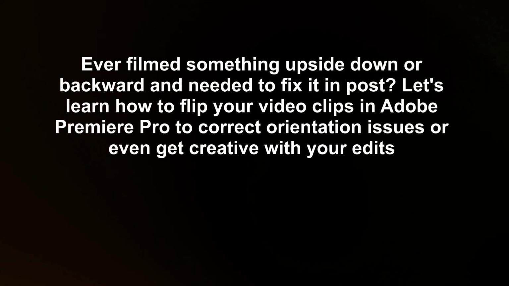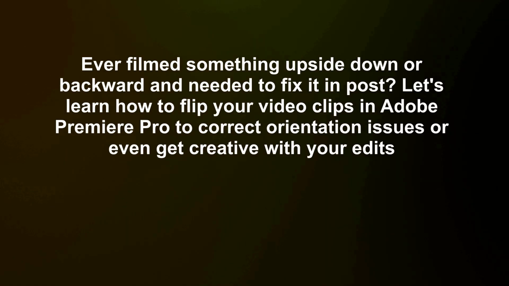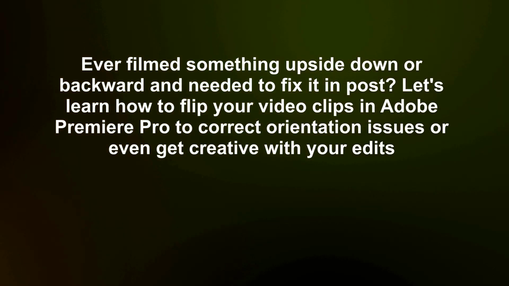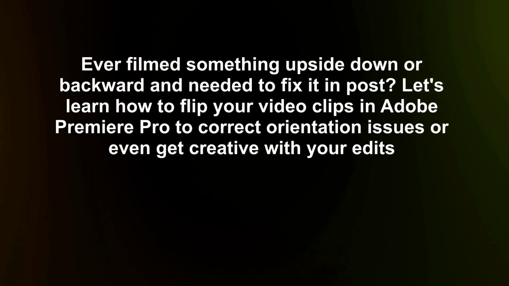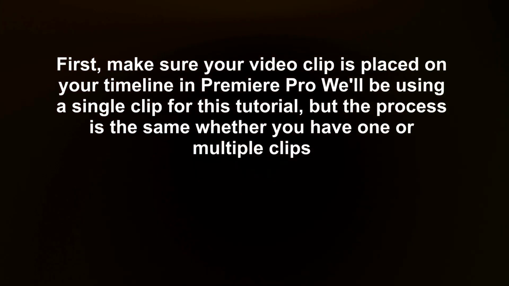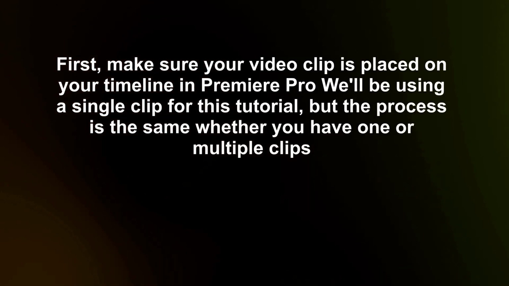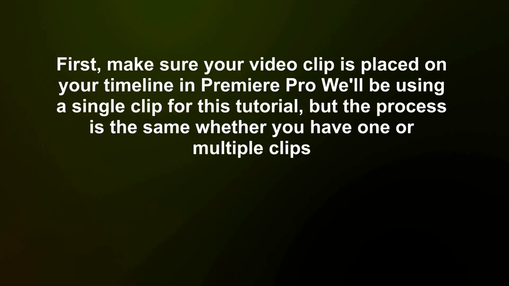Ever filmed something upside down or backward and needed to fix it in post? Let's learn how to flip your video clips in Adobe Premiere Pro to correct orientation issues or even get creative with your edits. First, make sure your video clip is placed on your timeline. In Premiere Pro, we'll be using a single clip for this tutorial, but the process is the same whether you have one or multiple clips.